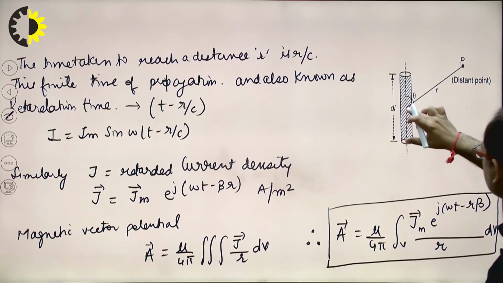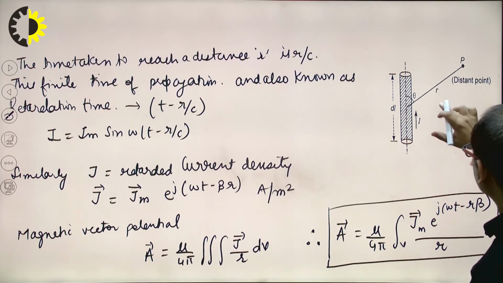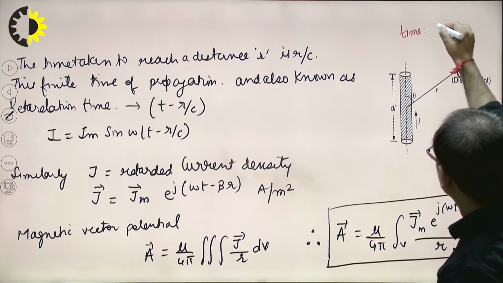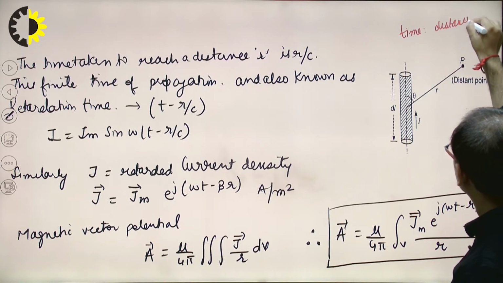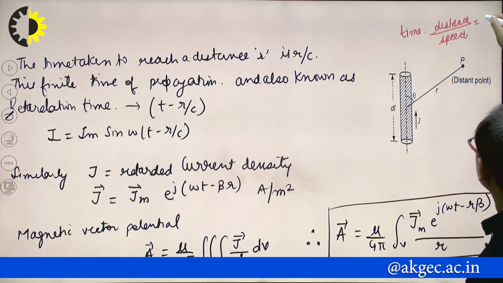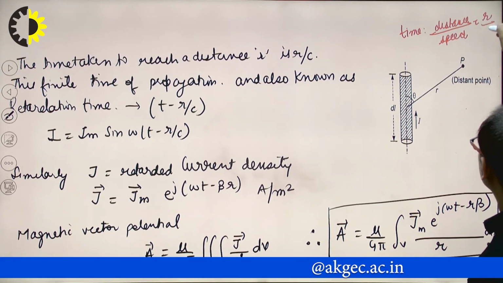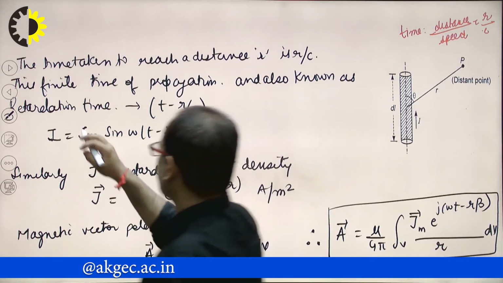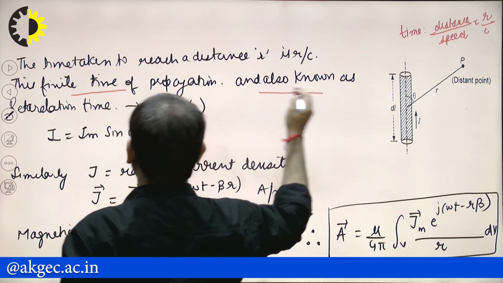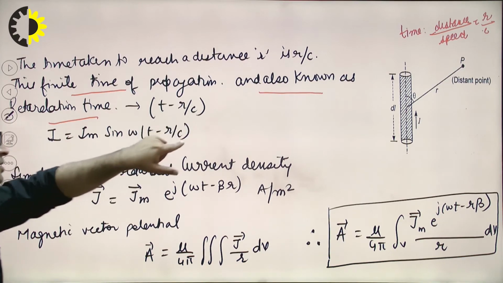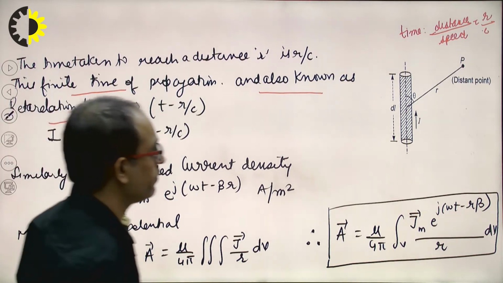How much time will the signal take to travel from here to there? That will be t, and this time is equal to what? Distance upon speed. This distance is r, and speed is the speed of light, c. So the time taken is r by c, clear. This finite time of propagation is also known as the retarded time, that is given by t minus r by c.